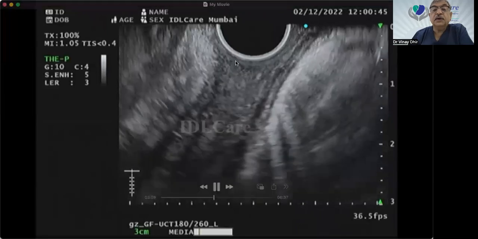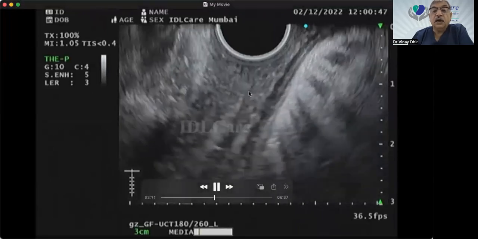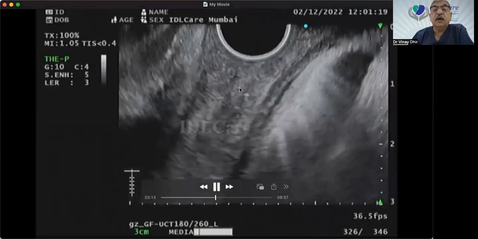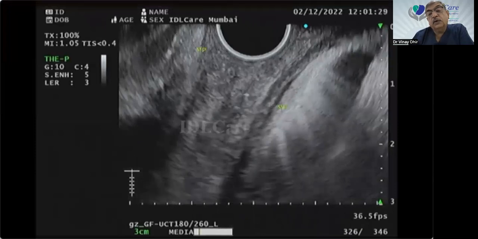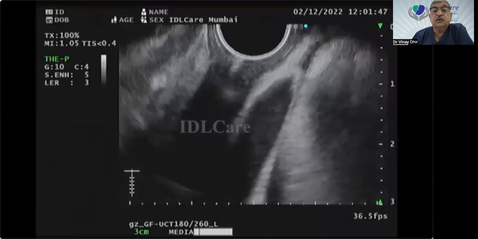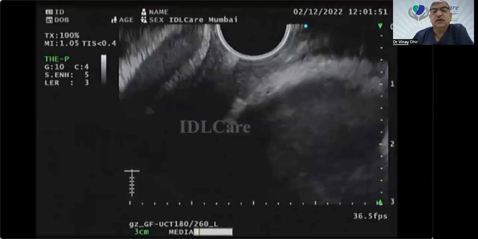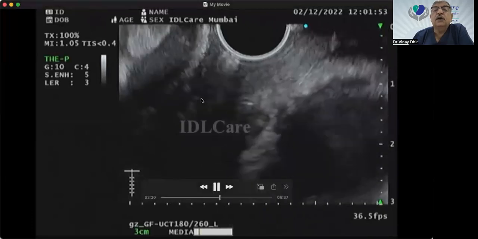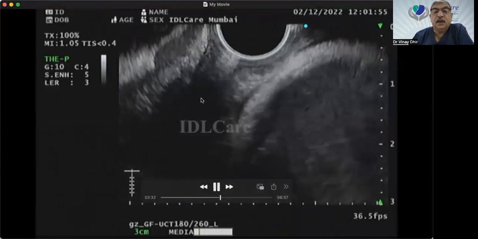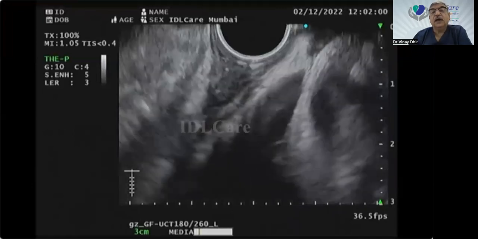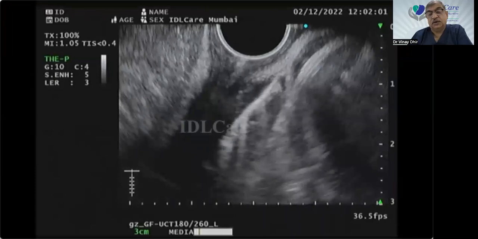Again, I am introducing to carefully see the wall layers and going towards the GE junction. And you can see you have a beautiful view. If you want to be more clear, you can introduce 2 to 3 cc's of water in the lumen, so you can identify the lumen. But I don't usually do it. Most of the cases, you can identify the lumen by the air that is there inside. So this view, I continue till I am at the GE junction.